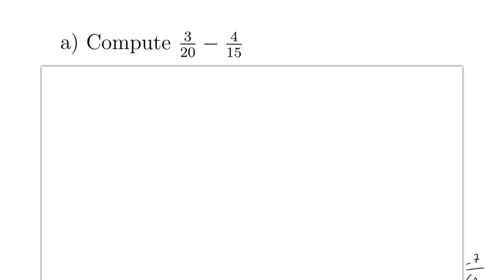And to make a subtraction, you need to have the same common denominator. In this case, you don't have the common denominator. So how do you do the subtraction of two fractions?